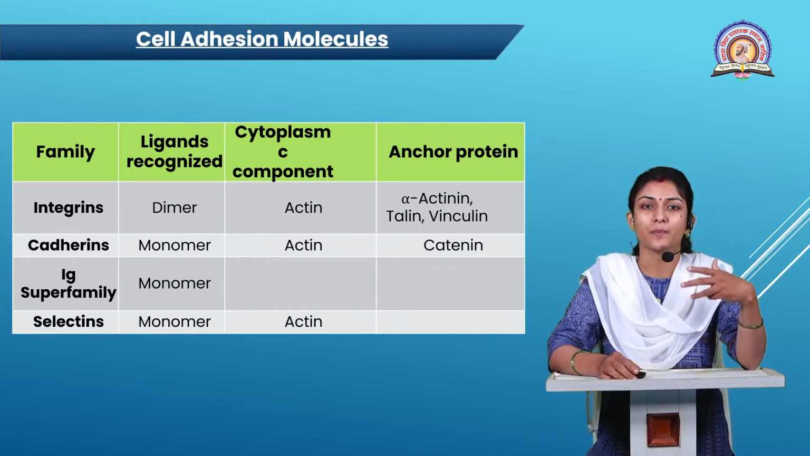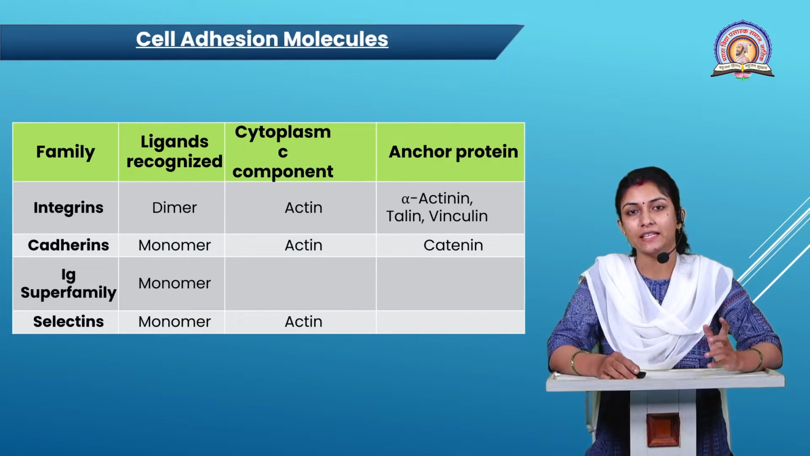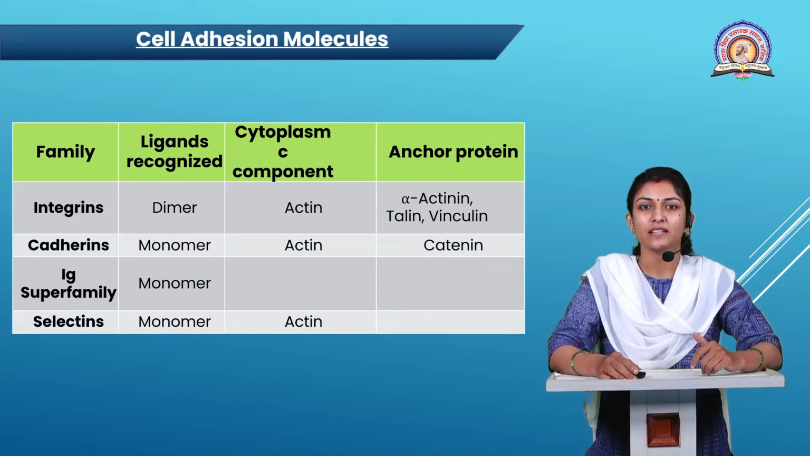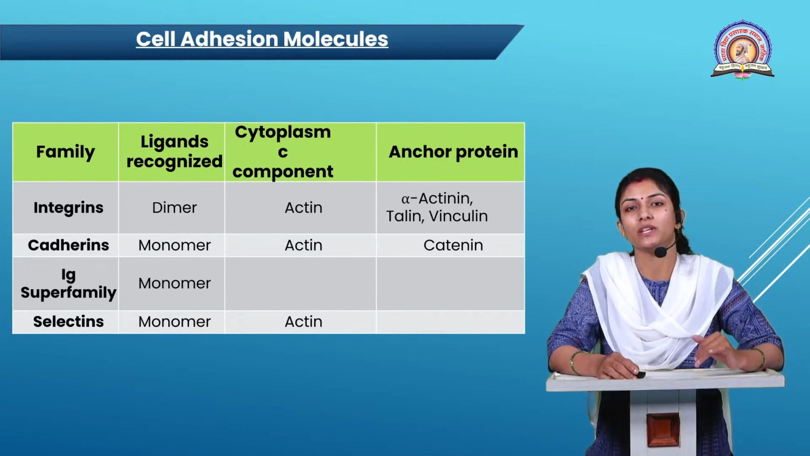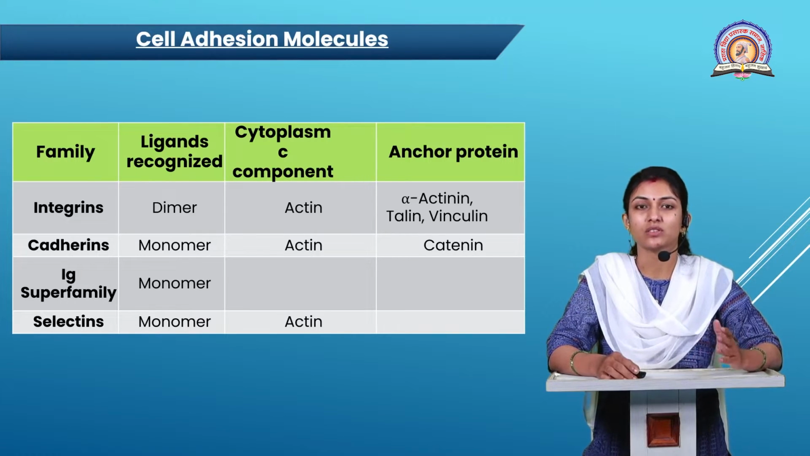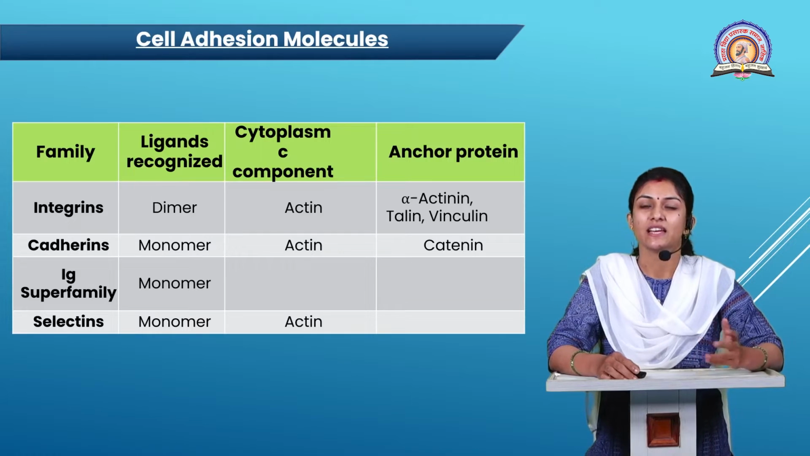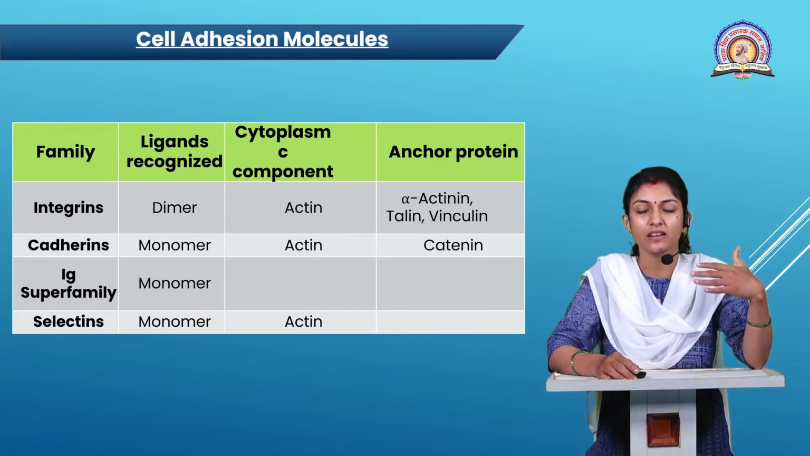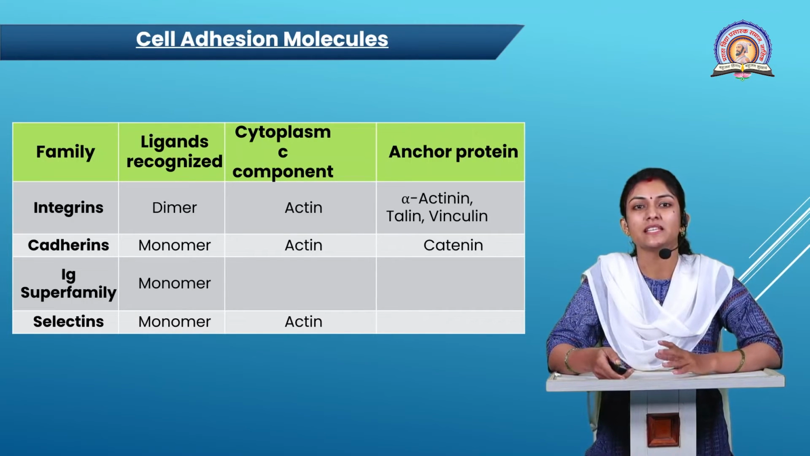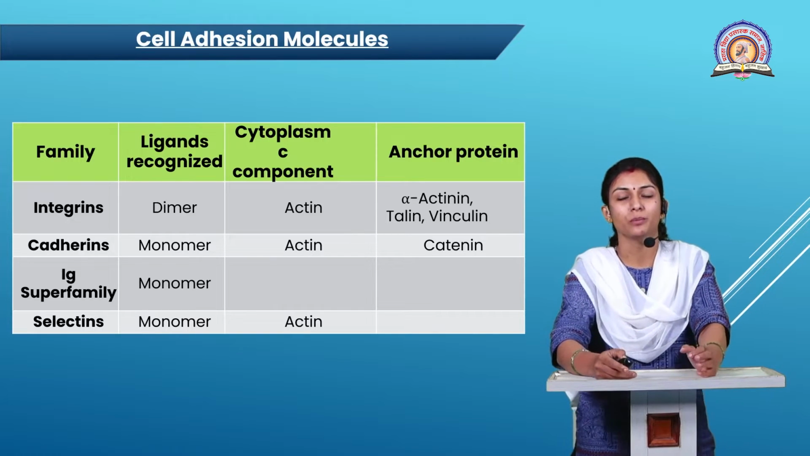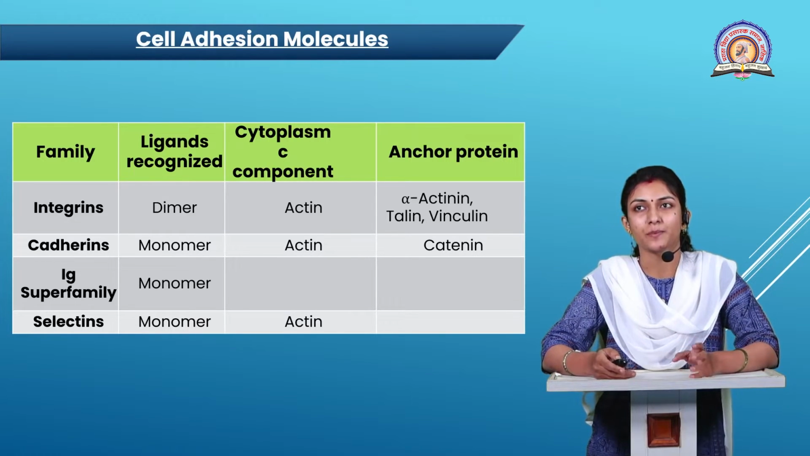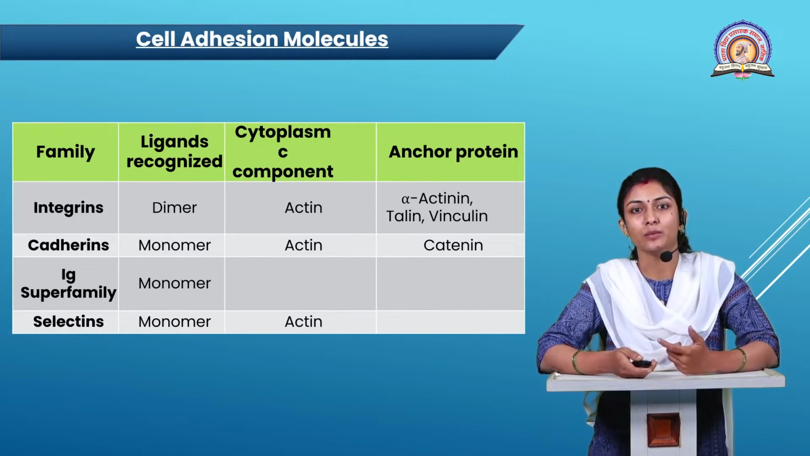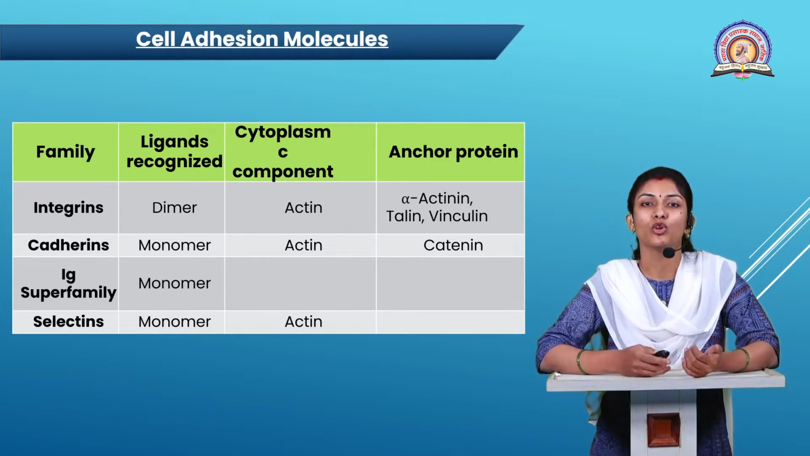Now, the four different types of cell adhesion molecules: integrins, selectin, cadherin, and Ig superfamily. Integrins are basically transmembrane proteins. Cadherin is a transmembrane glycoprotein. Ig superfamily is also a transmembrane glycoprotein, and selectin is a glycoprotein. All are transmembrane proteins embedded in the extracellular matrix and in the plasma membrane. Integrin is basically a dimer protein, meaning it is formed by two different types of protein close together, while cadherin, selectin, and the immunoglobulin superfamily are monomeric proteins.